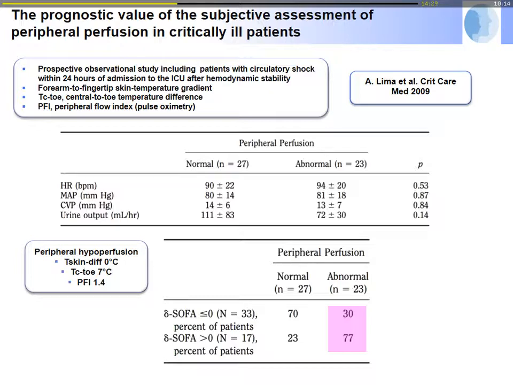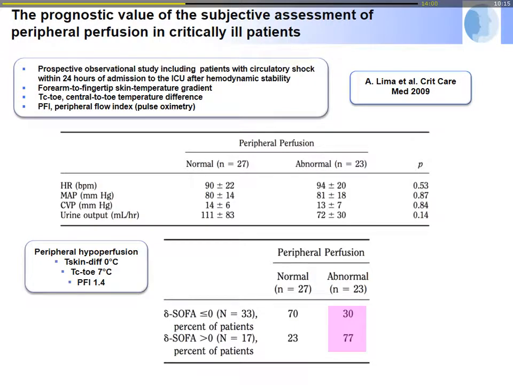And you can see that independently of the fact that the macrocirculation was okay in this study, there is clearly a difference when you consider patients who increase their SOFA score versus patients who did not increase the SOFA score. There is a difference looking at these parameters, and clearly when you have an increase in SOFA score, you have clear signs of peripheral hypoperfusion. So I think that these parameters could be useful.